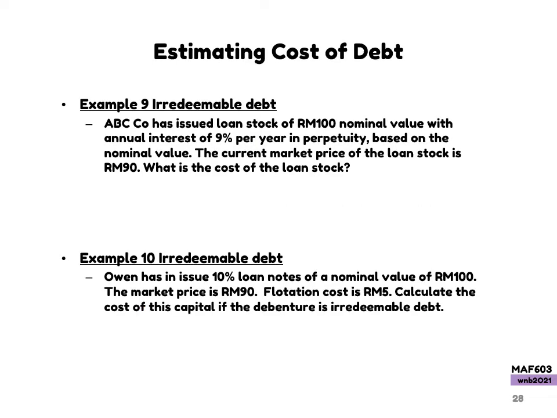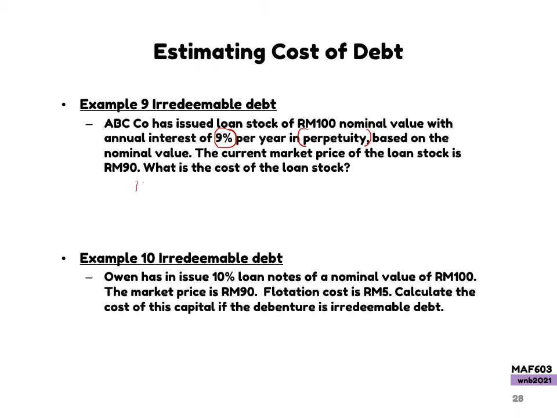Now it is time to estimate the cost of debt. We have two examples here. Example 9. ABC Co. has issued a loan stock of 100 ringgit nominal value with annual interest of 9% per year in perpetuity. So when you see the word perpetuity, meaning that this debt is irredeemable. Tak ada spesifik masa untuk dia bayar balik. Based on the nominal value, so 9% based on nominal value. Current market price of the loan stock is 90 ringgit. What is the cost of the loan stock?